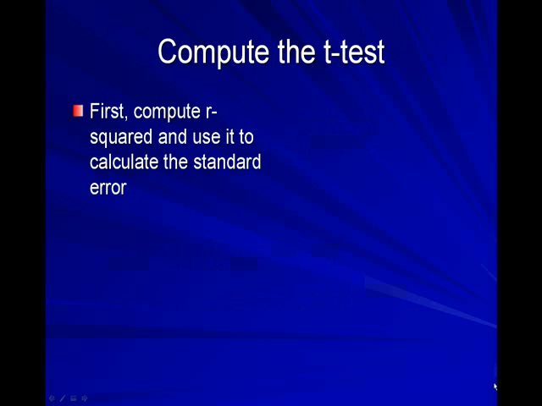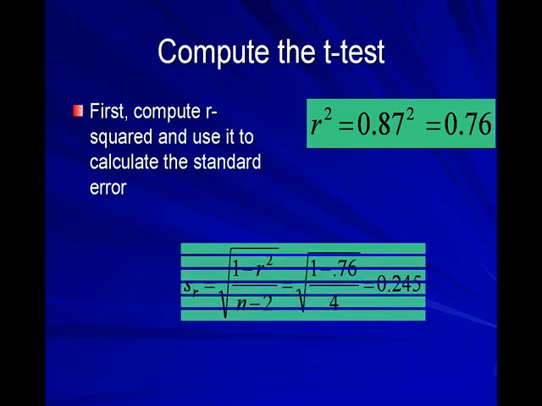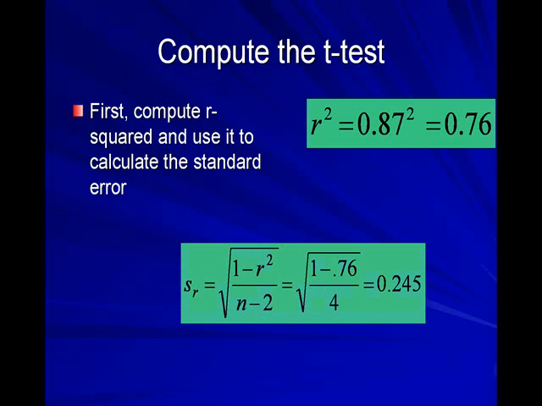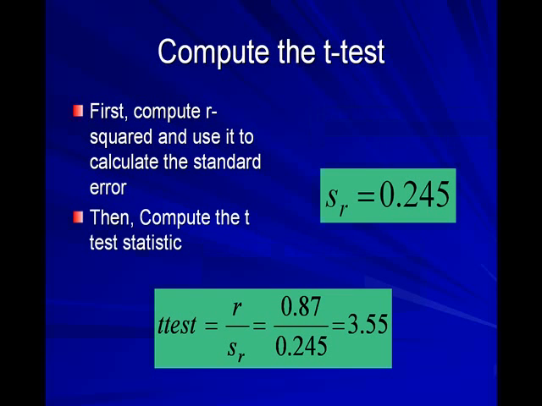So we'll calculate r squared and then use that to calculate the standard error. So r squared is 0.87 squared, or 0.76. Then we'll take the square root of 1 minus r squared divided by the degrees of freedom. And we get 0.245 for the standard error. Then the t-test is going to equal the sample correlation, the statistic, minus the hypothesized population correlation, which is 0, so I've left that out. So I just have r on the top, divided by the standard error. That comes out to be 3.55.